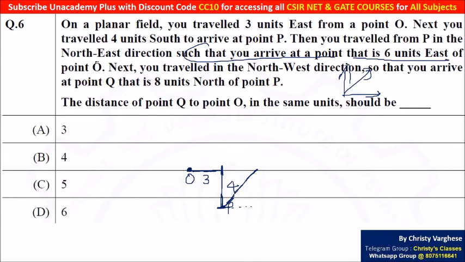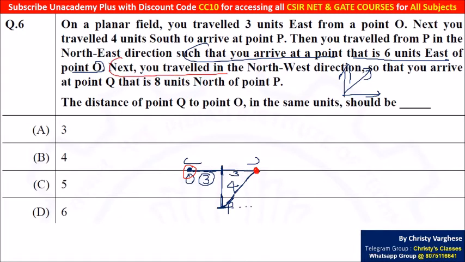units east of point O. O is here. 6 units means 3 units, one more 3 units. That means total 6 units. This is 6 units. That is the idea. That is also totally possible because that is in the same line itself, because the question is saying that 6 units east means it should be in the same line. So that is why I am drawing it here. So that is a point.